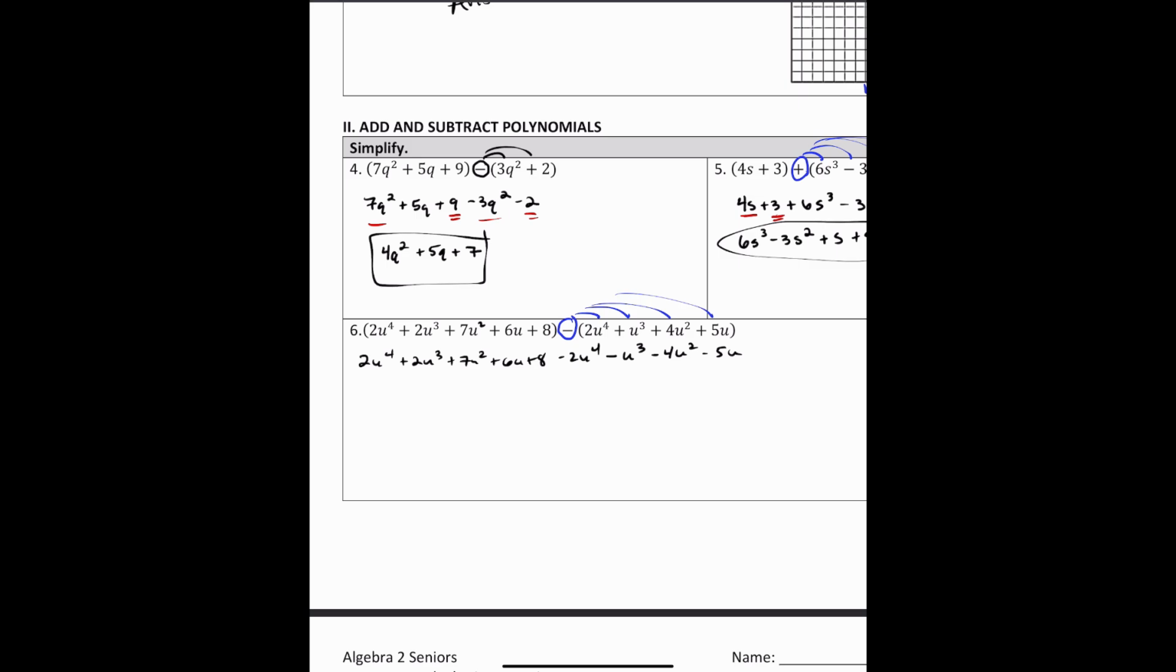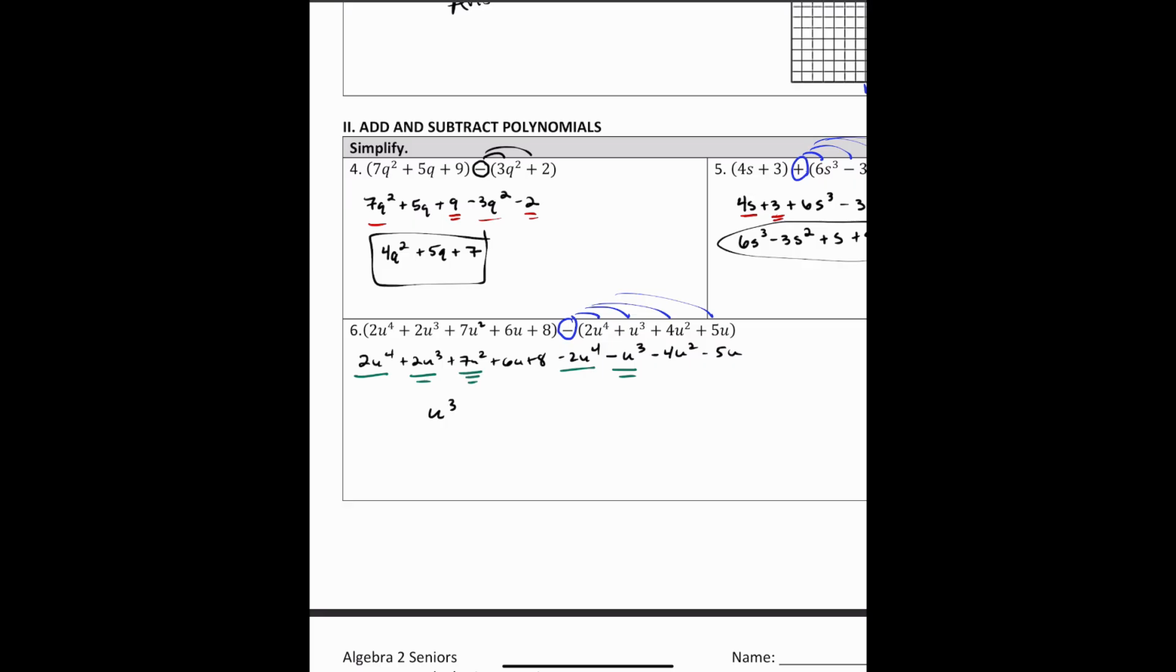Now what we're going to do is we're going to combine the like terms. I'm going to work with the largest exponent and then all the way down. So I can combine the 2u to the fourth with this, and, well, that's basically it, right? So 2u to the fourth minus 2u to the fourth, they cancel each other out. That's going to be 0. So I don't really have to write anything there. So now we're going to have 2u cubed minus u cubed. Well, 2 minus 1 is, of course, 1. So in this case, we have 1u cubed, or u cubed.